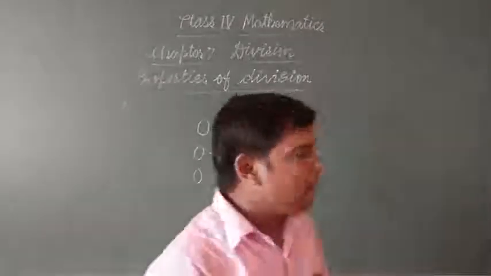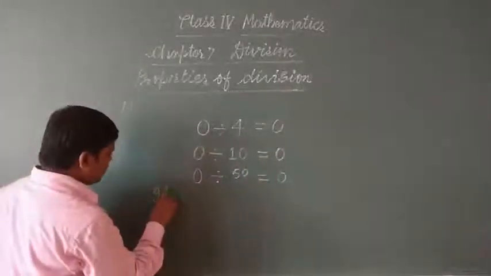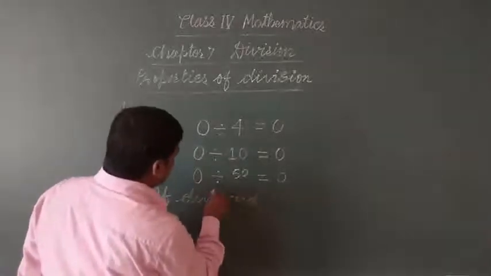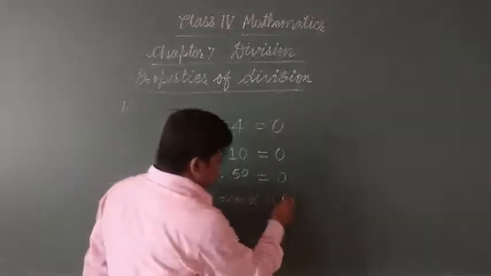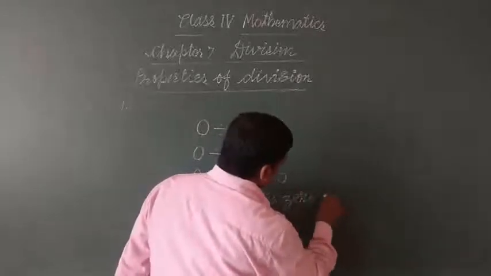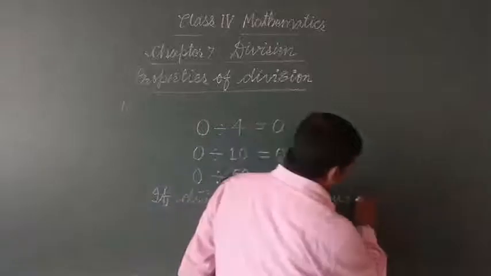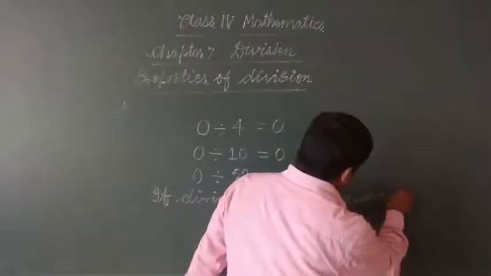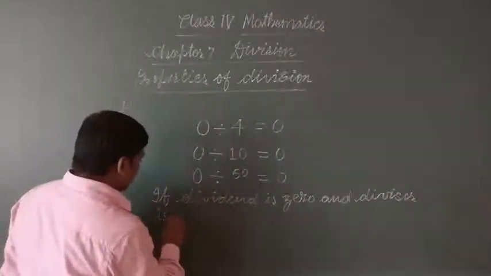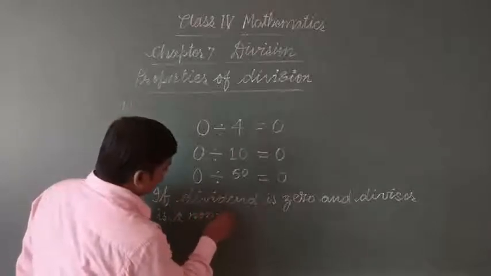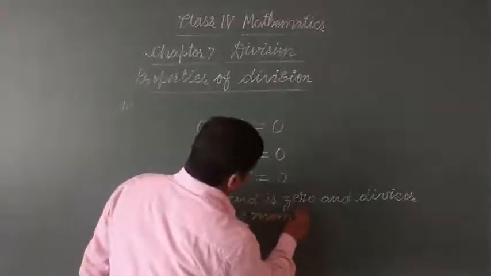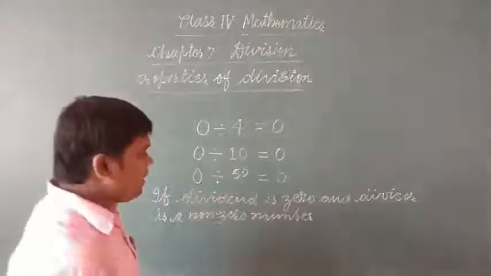So we can say that if the dividend is 0 and the divisor is a non-zero number, the quotient will be 0.